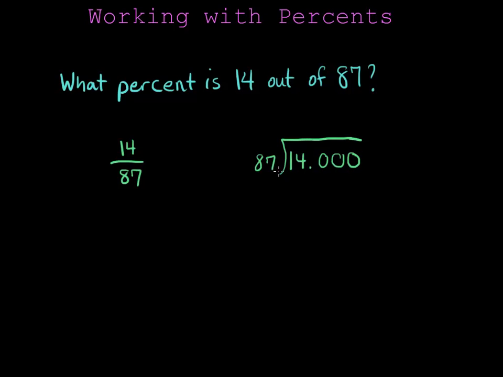And notice that when I did this, I put the 14 inside the house and I added a decimal point and 3 zeros behind. That's because I'm going to need 2 decimal digits to give me a percent and 1 more so that I can round it to the nearest whole percent. If I wanted to round to the nearest tenth of a percent, I would need an extra 0.